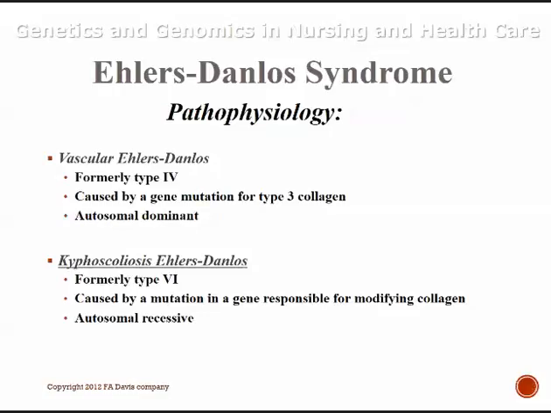Vascular Ehlers-Danlos, formerly type 4, is caused by a gene mutation for type 3 collagen, and type 3 collagen is in the skin and lung connective tissue. It is an autosomal dominant pattern. And kyphoscoliosis Ehlers-Danlos, formerly type 6, is caused by a mutation in a gene responsible for modifying collagen. This is autosomal recessive. So those are the different types of Ehlers-Danlos, and those are described in your textbook.